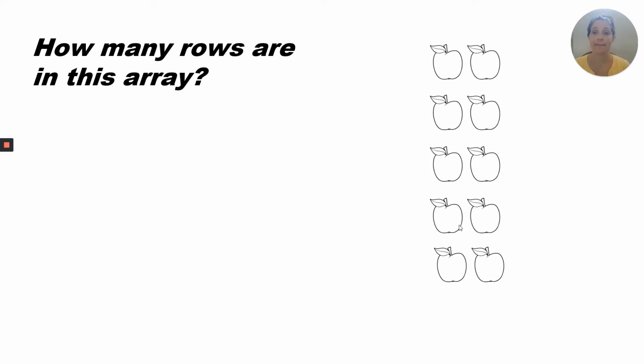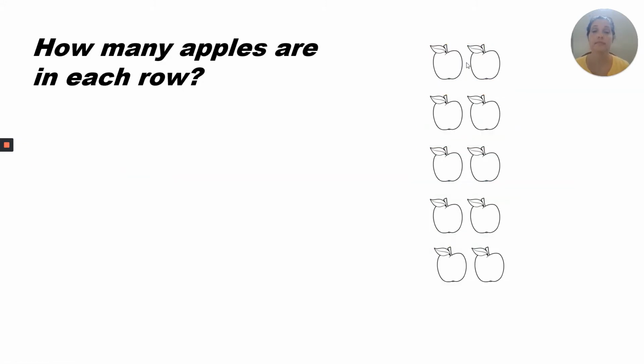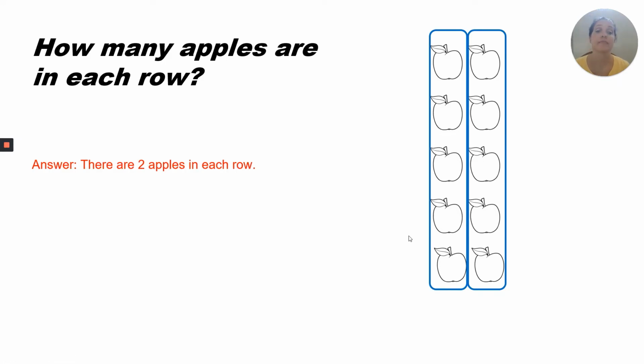Here's a different array. How many rows are in this array? 1, 2, 3, 4, 5 rows. Answer. There are 5 rows. Notice that I've put a red box around each row so that you can see that each row represents a group. So there are 5 groups. How many apples are in each row? Let's see. 1, 2. It's an equal number of 2 apples in each group. Answer. There are 2 apples in each row.